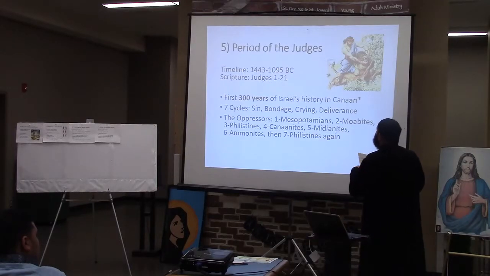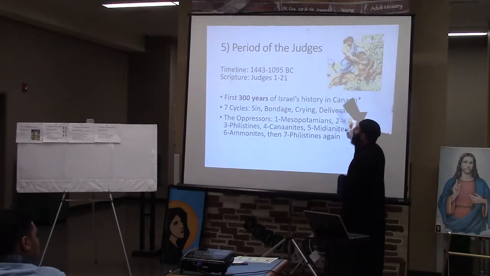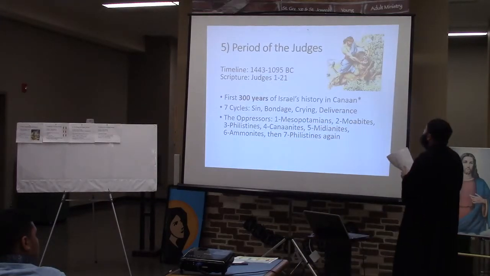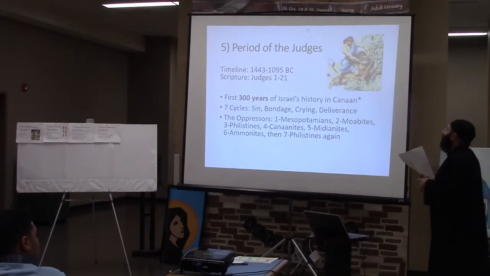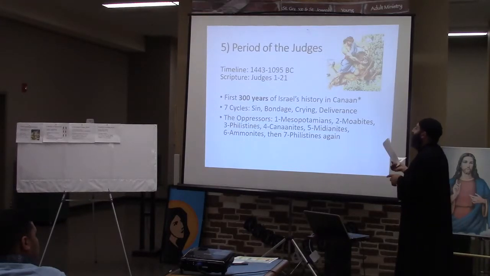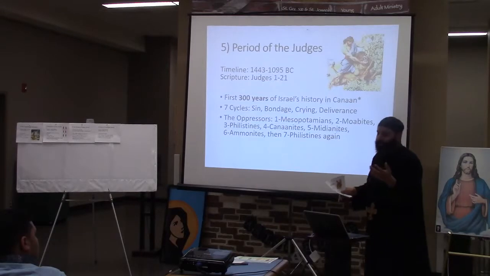Just to tell you that in those 7 cycles, if you're interested to know who the oppressors were, it was Mesopotamians, Moabites, Philistines, Canaanites, Midianites, Ammonites, then the Philistines again. So that's the order of the 7.